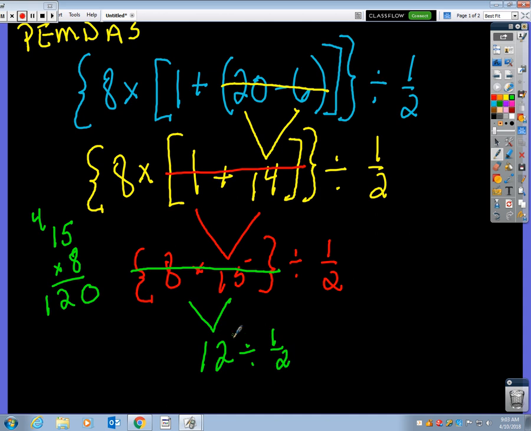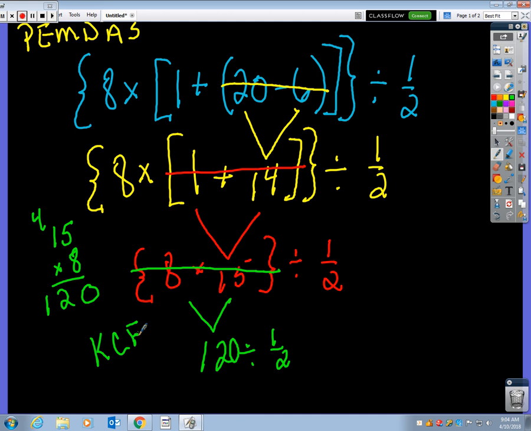Now comes the fun part. 120, not 12, that should be 120. I'm missing a 0. Sorry. 120 divided by 1/2. What was the thing we did when we divided anything by a fraction? I'll give you a hint. Kentucky Chicken Fried. Nathan. Bingo.